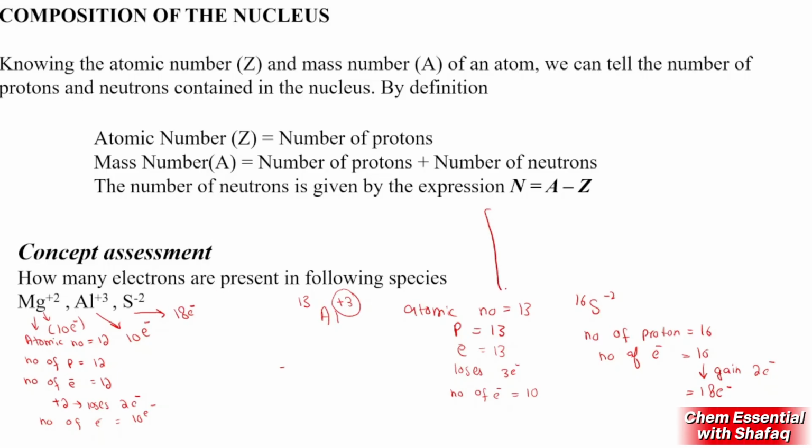So one thing we concluded is, if an atom is neutral, its number of protons is equal to the number of electrons. But if it is not neutral, as here where it loses 2 electrons, here it loses 3 electrons, and here it gains 2 electrons, a charge appears. If the number of protons is greater than the number of electrons, a positive charge appears on the atom. But if the number of electrons is greater than the number of protons, a negative charge appears on the atom. Here the number of electrons remains 10, while the number of protons remains 13.